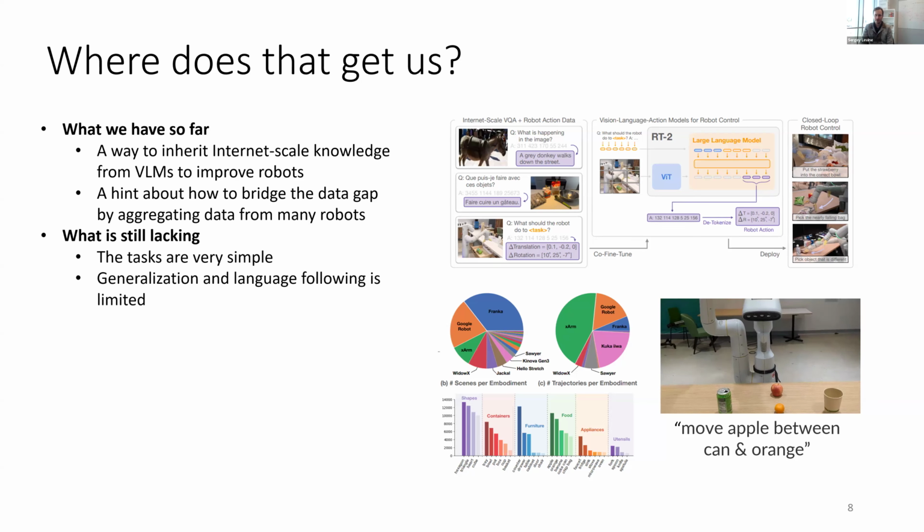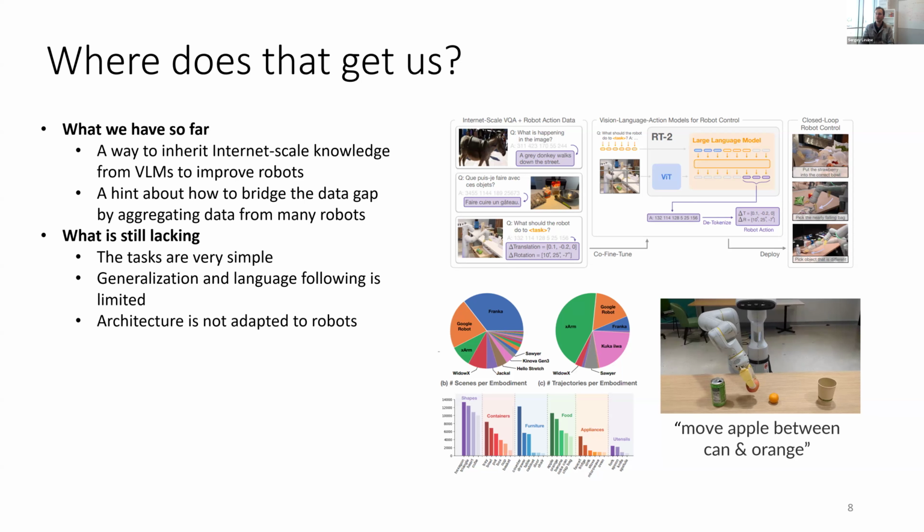The tasks are very, very simple. Generalization and language following is limited, so it's great that it can follow simple relational commands, but these are not particularly sophisticated tasks and not particularly sophisticated instructions. The architecture is not really adapted to robots. As I said, it's literally just outputting ASCII numbers, essentially treating robotic control as a visual question answering problem. So there's a lot left to do. Where would we go from here?